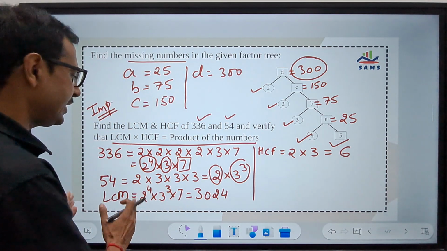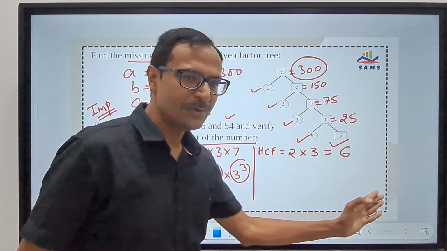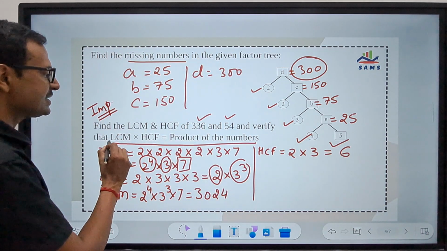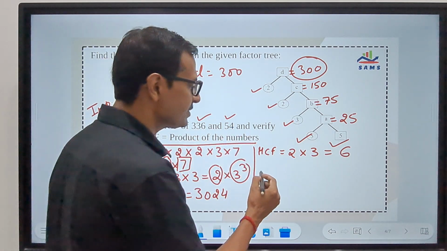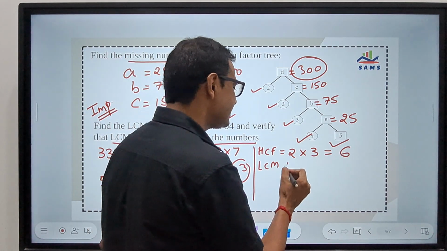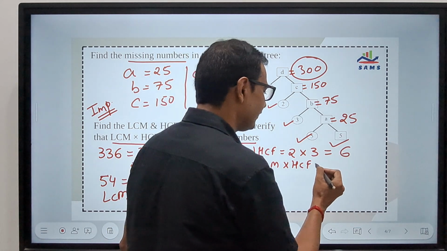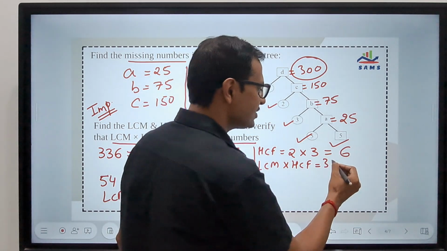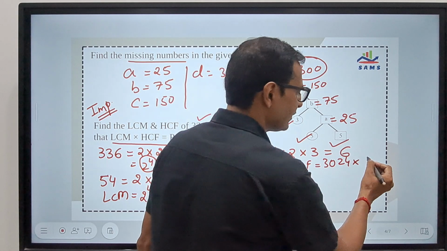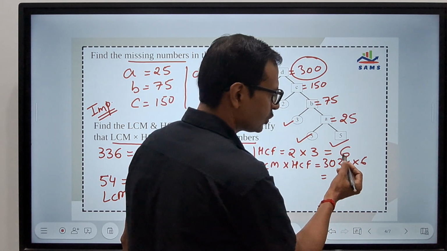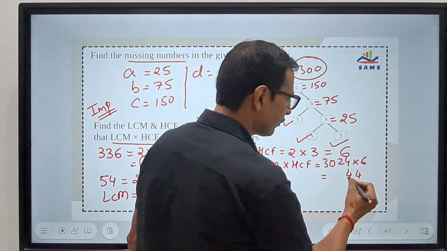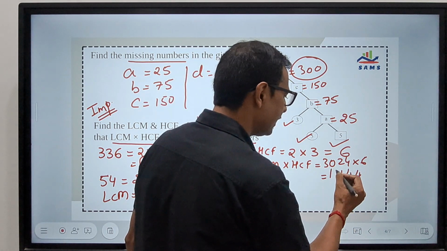So now I know the LCM, I know the HCF, so I can safely verify: is LCM times HCF equal to the product of the numbers? Let's verify LCM times HCF. If you see 3024 and 6, this will give you a product of, 6 times 4 is 24, so 4 and 2 carry, 6 times 2 is 12, 14, 4, 1, and 6 threes are 18.